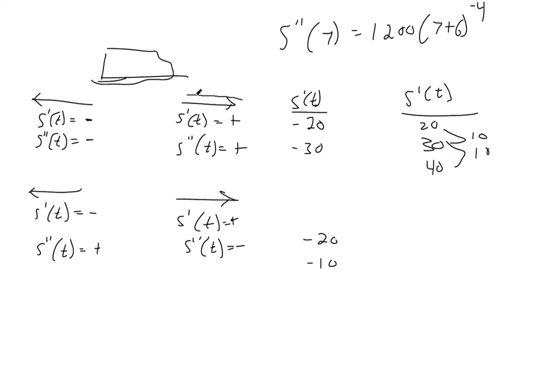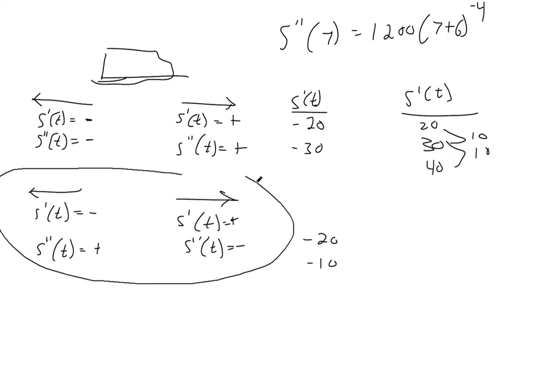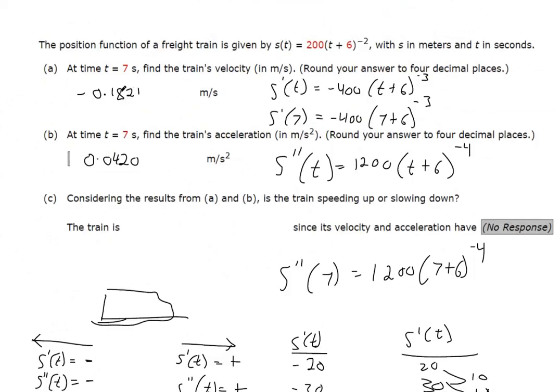If the first and second derivative are the same sign, you're speeding up. If they're opposite signs, you're slowing down. So that makes our job really easy here. The first derivative is negative, second derivative is positive. That means we're slowing down, since the velocity and acceleration have opposite signs, or something like that in this drop down.